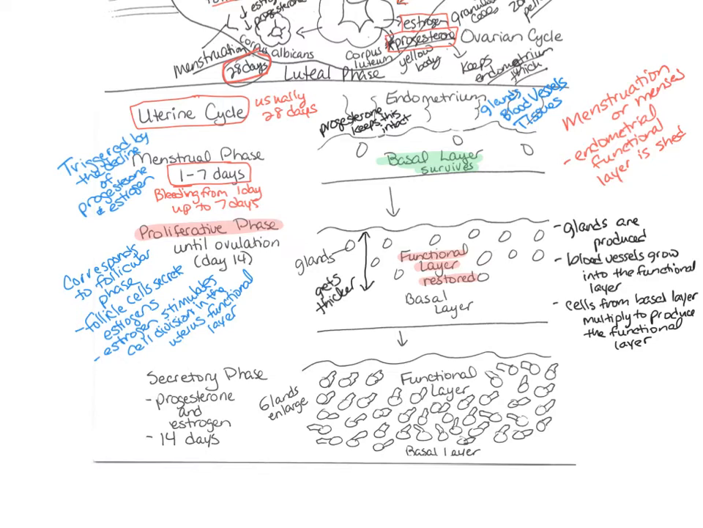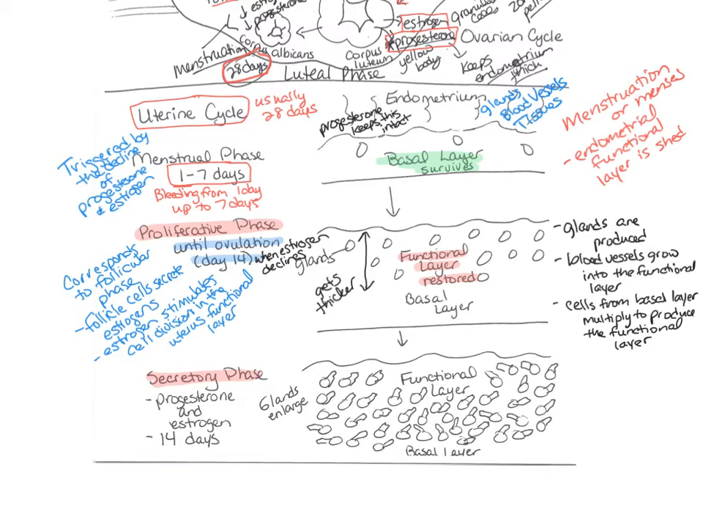The proliferative phase is going to continue until ovulation, which is day 14. At day 14, ovulation occurs in the ovary, and then the follicle cells become the corpus luteum, and at that time estrogen levels fall. So the proliferative phase ends and the endometrium doesn't get any thicker. As the proliferative phase ends on day 14, the next phase begins. The next phase is called the secretory phase.